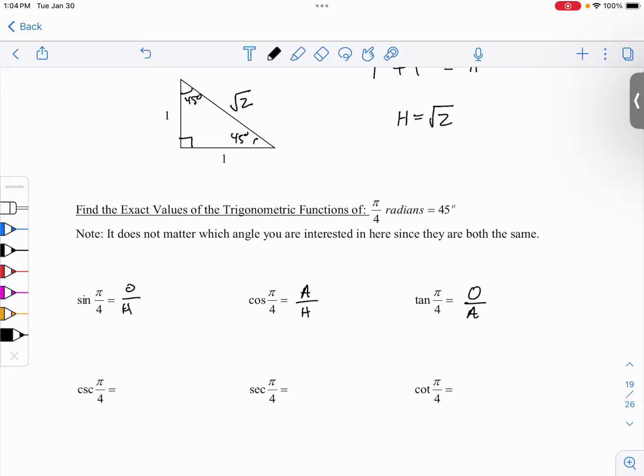In this case, with both angles being 45 degrees, it doesn't matter which one we start with. So if this is our angle theta that we're starting with, opposite is 1 over hypotenuse root 2. Adjacent 1 over hypotenuse root 2, and opposite over adjacent is 1. And pi over 4, aka 45 degrees, is the most common angle that we see in occurrence.